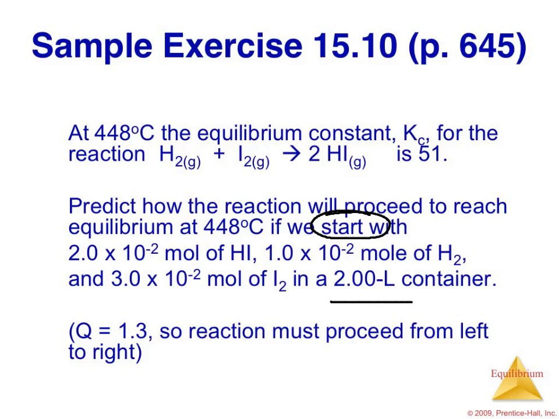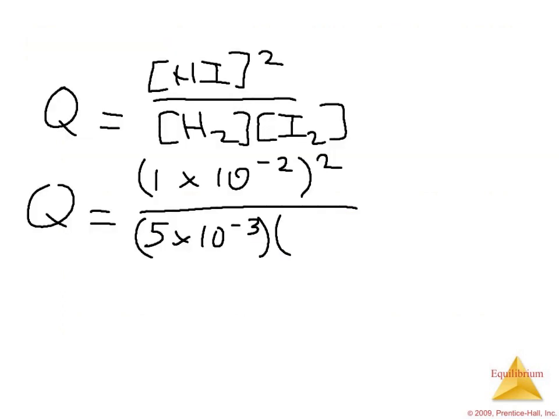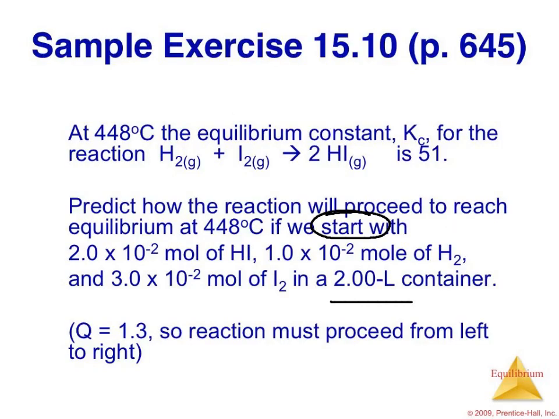Then we've got 3 times 10 to the negative second moles of I2. So that's going to be 1.5 times 10 to the negative second. We plug that in. So then if we solve for that, they've already given us the answer over here. Okay, they told us the Q equals 1.3.